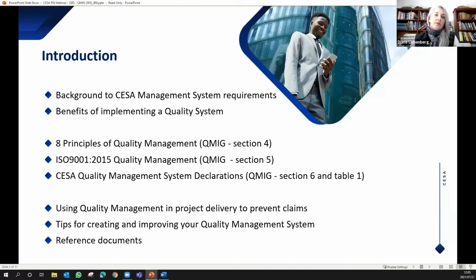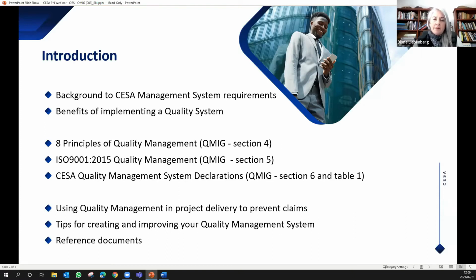So just to give you an overview of what I'm going to be talking about today, we're first going to look at the background of the CESA management system requirements. We'll just touch on the benefits of implementing a quality system. Then the bulk of what I'm going to be talking about today talks to the three sections of the QMIG. It's basically sections 4, 5, and 6. And these deal with tools that can help you to implement an effective quality system.